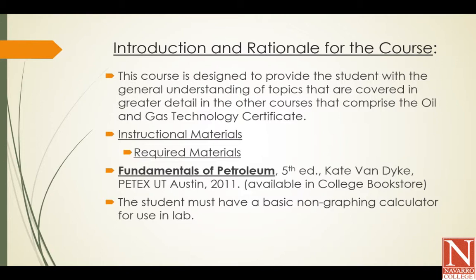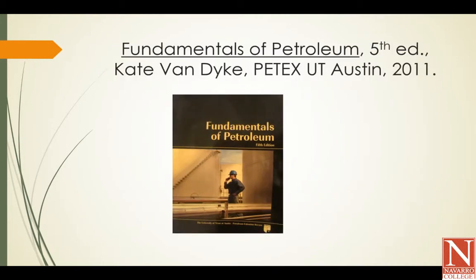So, instructional materials: you'll be required to get a book. The Fundamentals of Petroleum is the 5th edition, and you may need a calculator, but you can probably use the one that's on your phone, or you can get one from Walmart, a 99-cent one out of a basket or something. But here's the book for the class. That's what it looks like, and you can find that in the college bookstore, or you may be able to order it online. There's a couple of places you can get those things from.